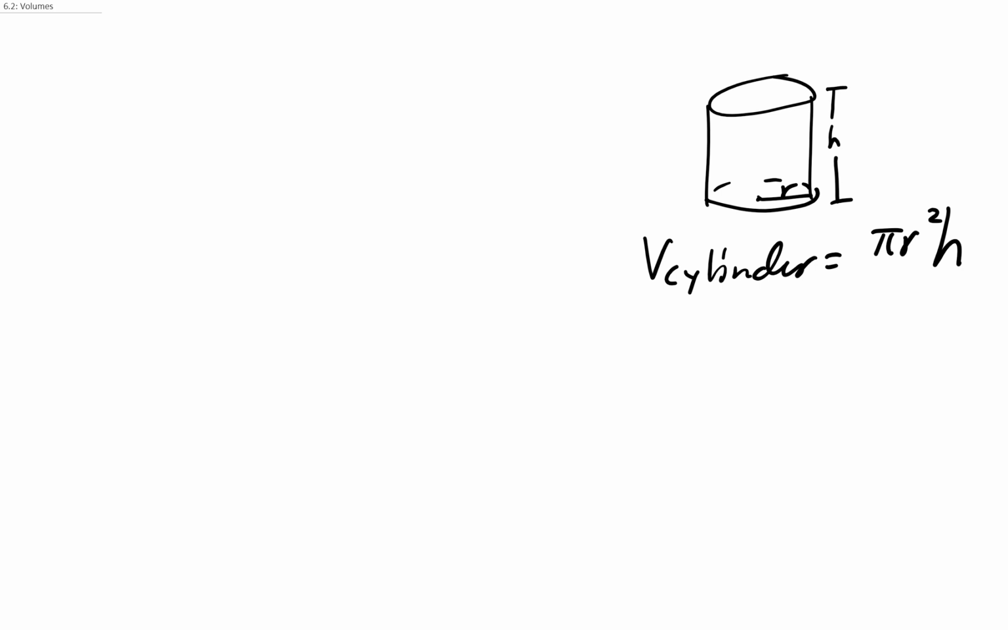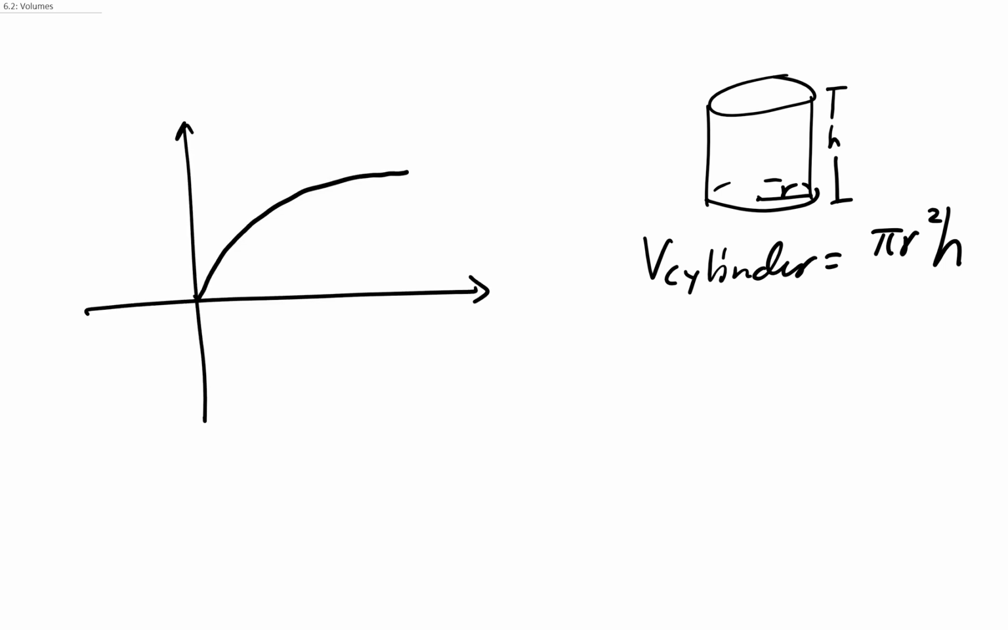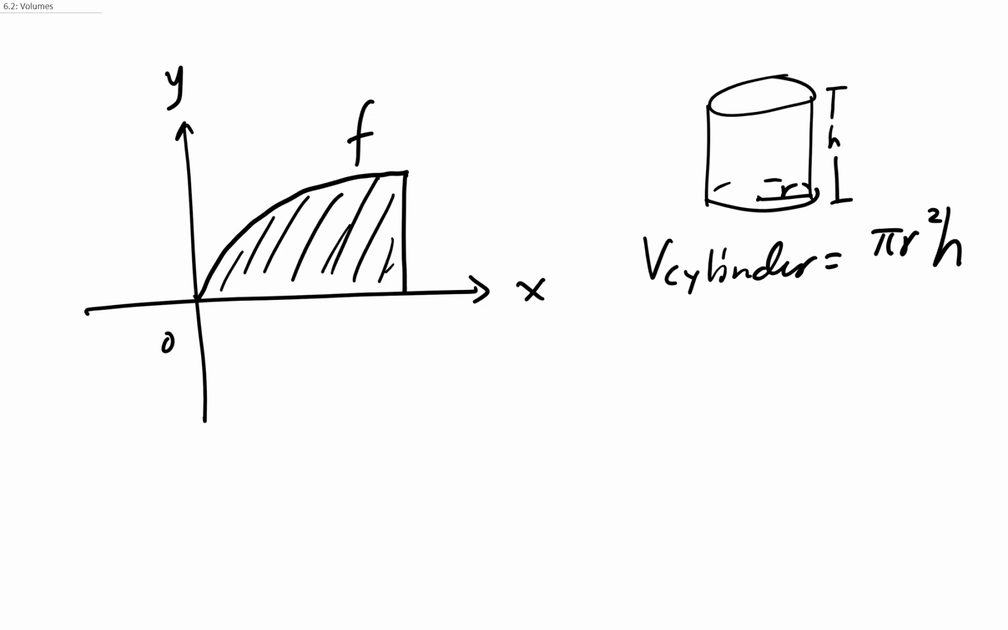So what happens here in calculus is they give you a region, any region in 2D, and they ask you to revolve or rotate it around a given line, which we call the axis of revolution. Let's say they give you this curve, and then they form a region. The shaded region is the given region. Call this f. And then they say, let's revolve this around the x-axis. So the x-axis would be the axis of revolution.